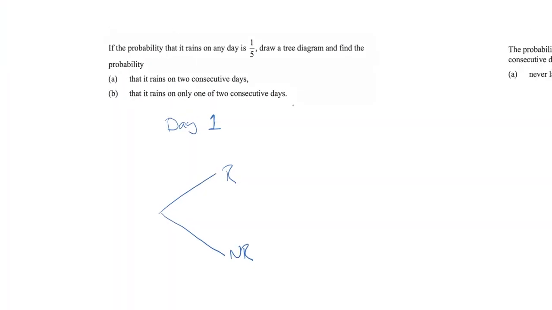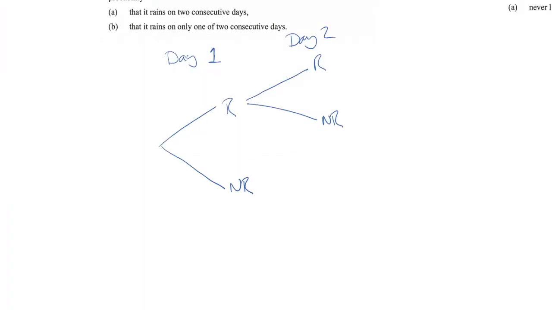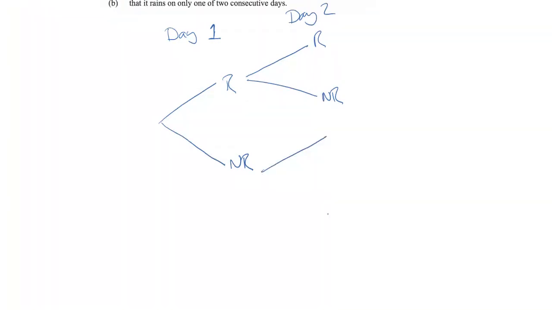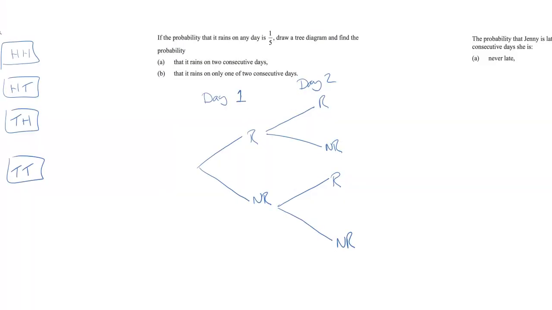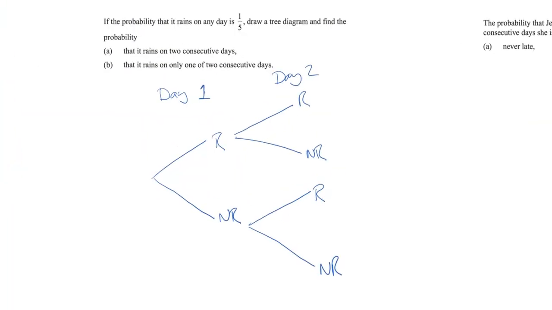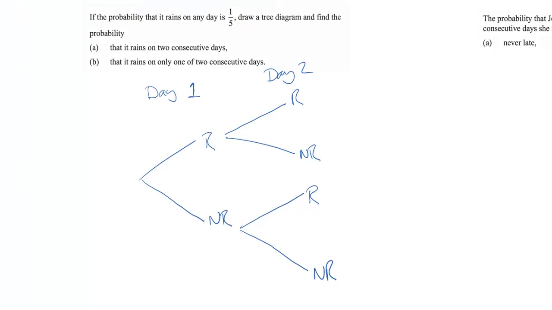And on day 2, we're going to have exactly the same situation. Now, if it rained on the first day, it can either rain on the second day or not rain on the second day. And if it didn't rain on the first day, it can still either rain on the second day or not rain on the second day. Okay, now once we are introducing probabilities into this, we need to write them onto our tree diagram, and they go on the branches themselves.